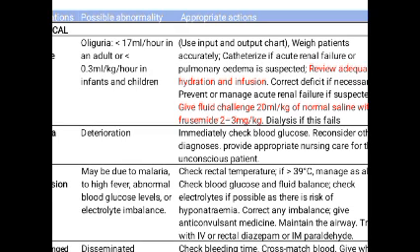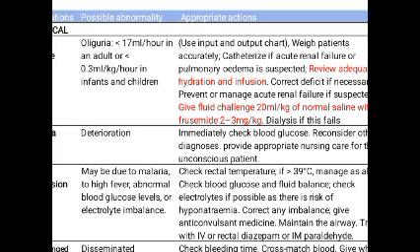Correct deficit if necessary. Prevent or manage acute renal failure if suspected. Give fluid challenge: 20 ml per kg of normal saline with furosemide 2 to 3 mg per kg. Dialysis if this fails.